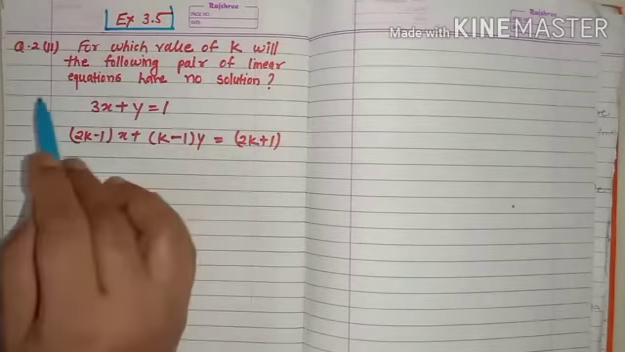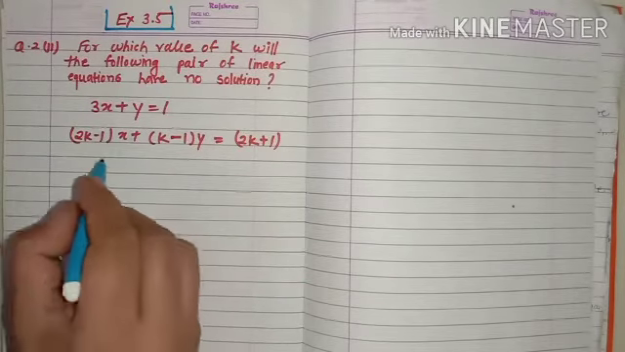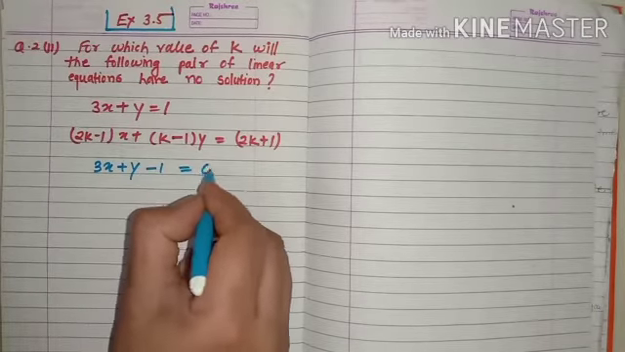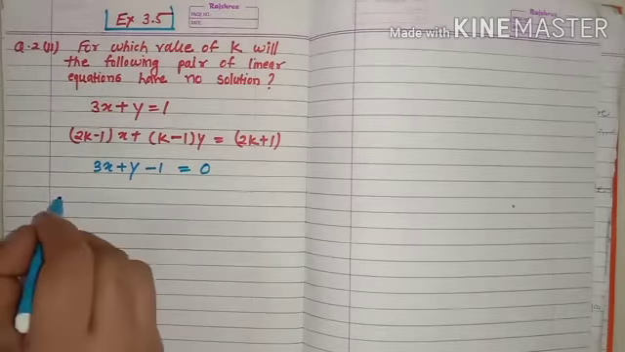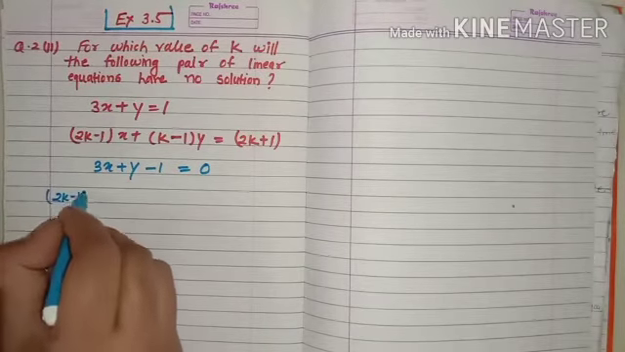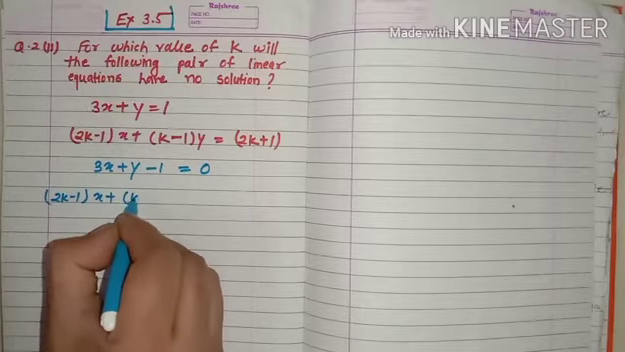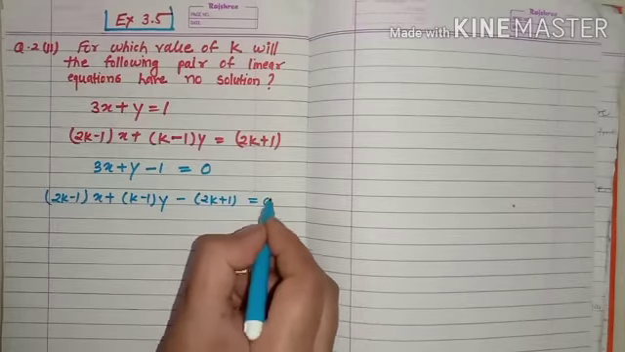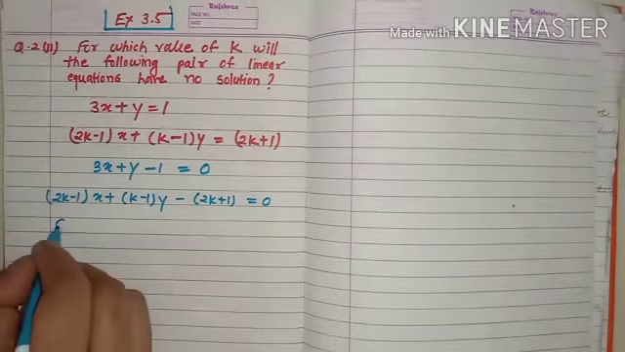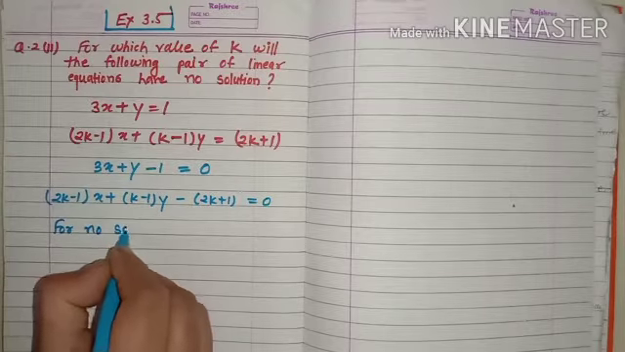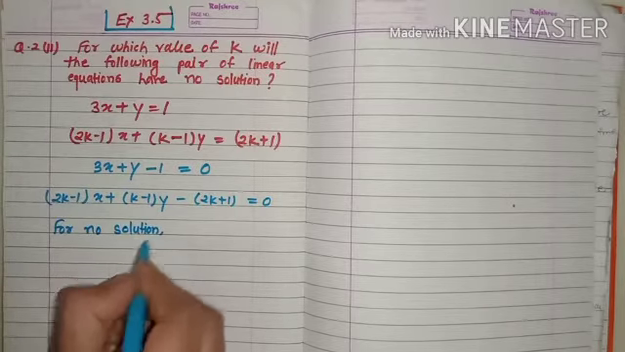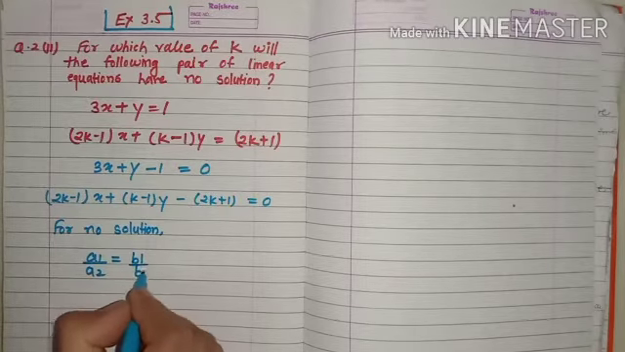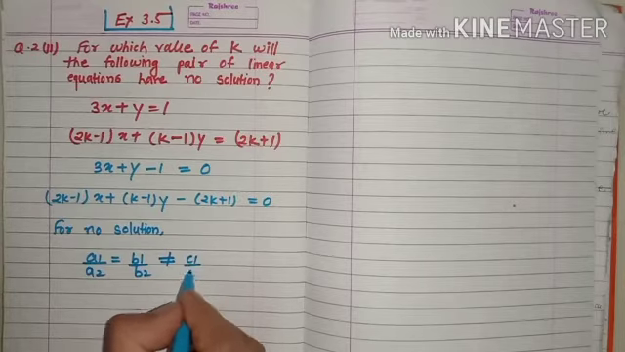As you can see here, this equation is not in the standard form, so first we will convert it into standard form. 3x + y - 1 = 0. Second equation, (2k - 1)x + (k - 1)y - (2k + 1) = 0. For no solution, what is the condition? A1/A2 = B1/B2 ≠ C1/C2.